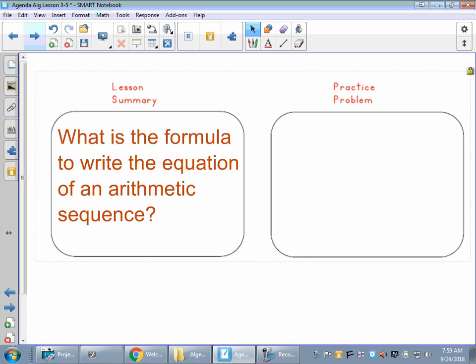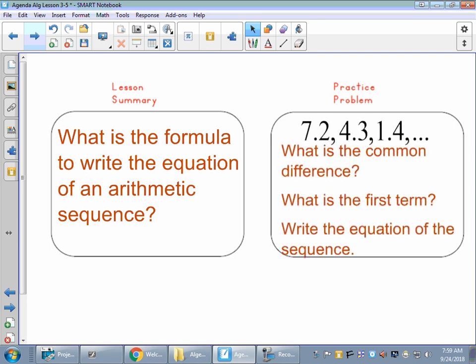And then this one, the practice problem here, is a couple-parter. We've got our sequence up there, 7.2, 4.3, 1.4, and so on. What's the common difference? We can just add or subtract to figure out what the common difference is there. What is the first term? That should be easy enough. And then write the equation of the sequence using the equation that you used for the lesson summary part. Just plug in your first term, plug in your common difference, and we should be good to go.